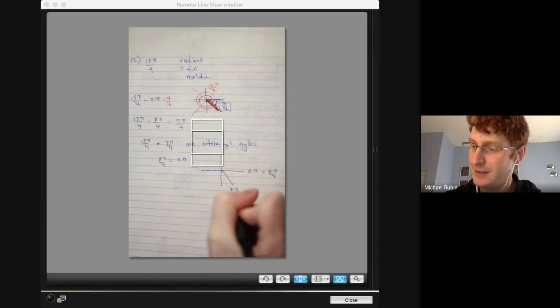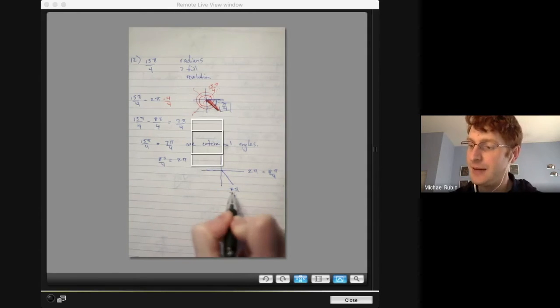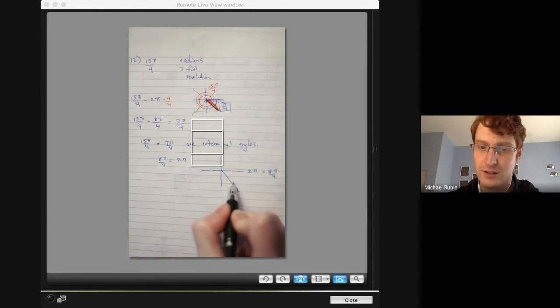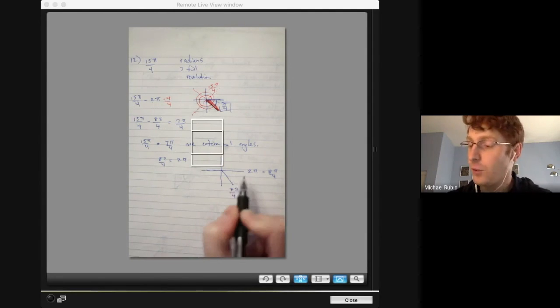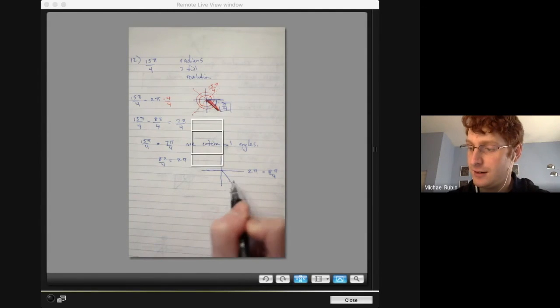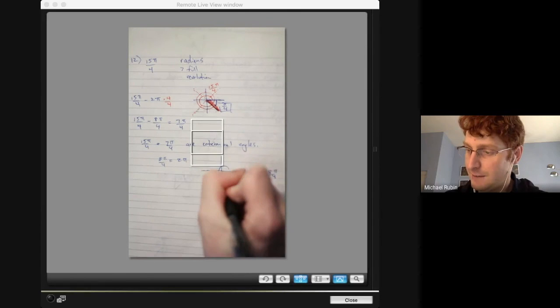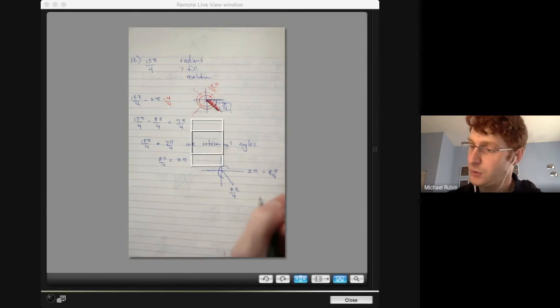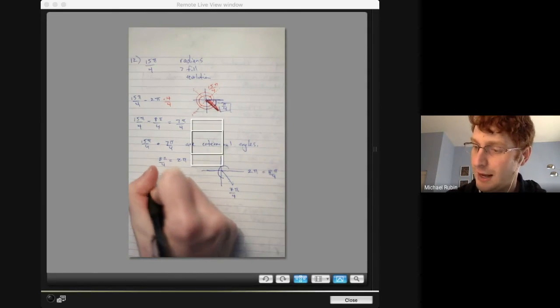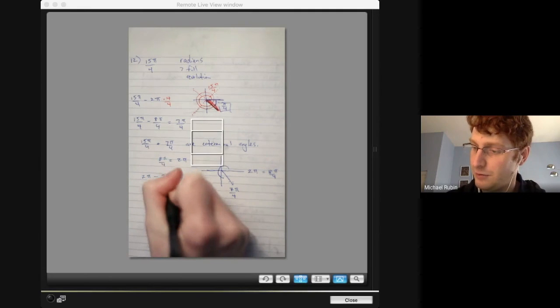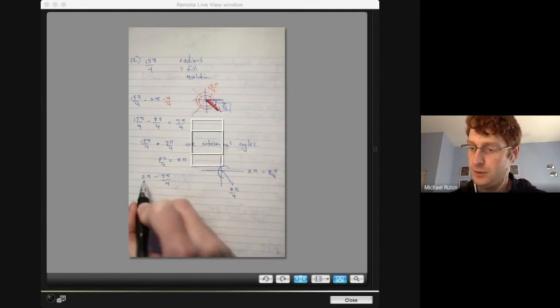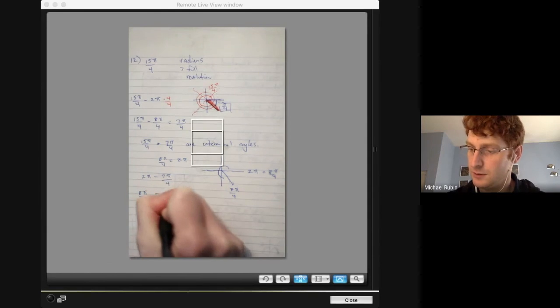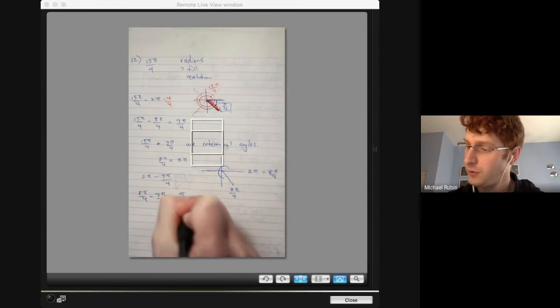So what I'm asking myself is, how many more pi over 4s do I need to go to get from here to here? Or what's the angle difference between this terminal side and the positive x-axis, which is just 2 pi minus 7 pi over 4. But 2 pi is 8 pi over 4, and I still get pi over 4 as my reference angle.